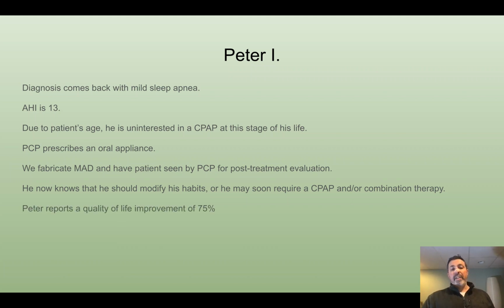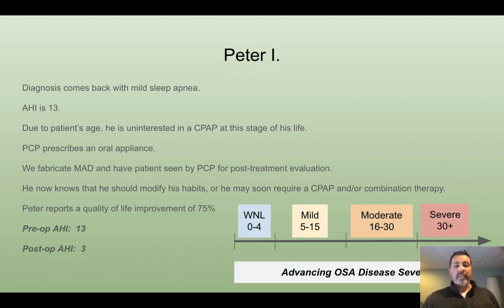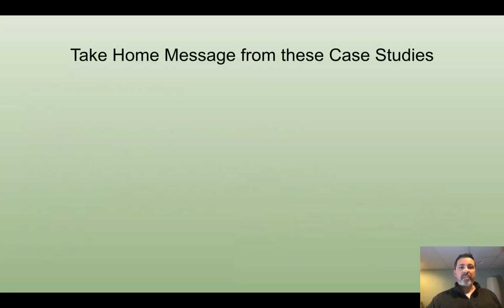He reports his quality of life improvement at 75%. Here are his statistics. Again, we took him from mild sleep apnea to no sleep apnea through the use of a mandibular advancement device. I don't know how many patients tell you after you do a class 2 composite that their quality of life has improved 75%. But this is pretty fulfilling stuff. It's life-changing not only for you, your team, the patients, but everybody involved, the spouses of the patients. As you can see, it's just substantial stuff.